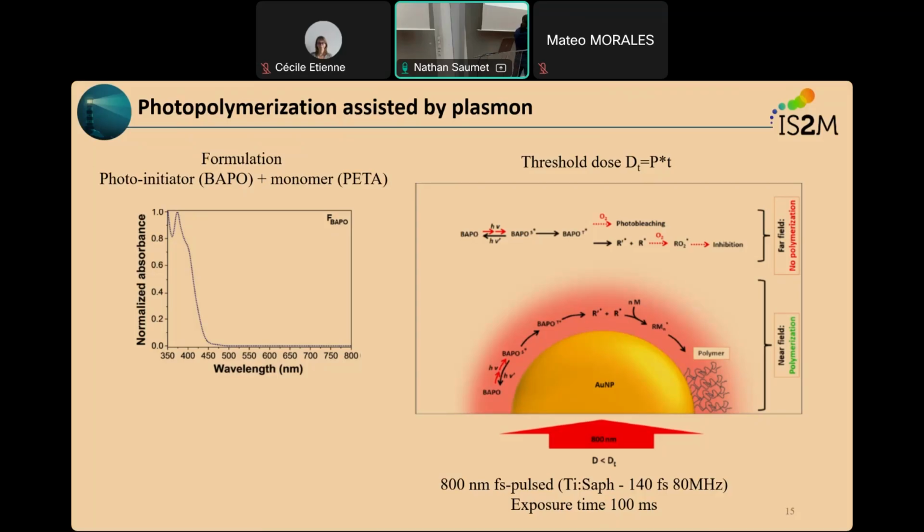the reaction is based on the photobleaching of oxygen. So you have oxygen everywhere. The oxygen will not allow the polymerization to progress far away from the particles.